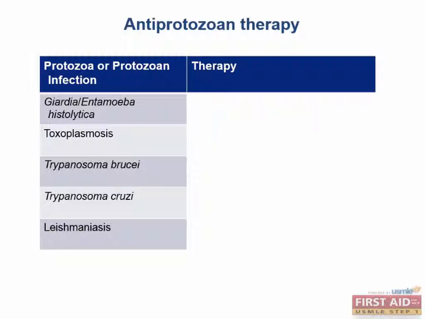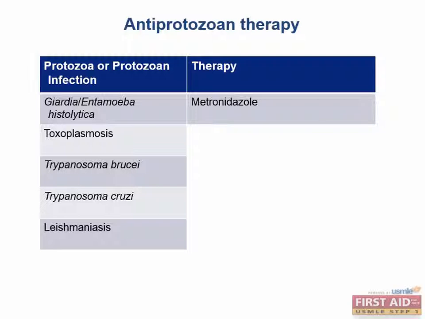First, let's talk about Giardia and Entamoeba histolytica. These two protozoa can cause disease in the GI tract and particularly cause bloody and non-bloody diarrhea. Do you remember which one of the two causes the bloody diarrhea? That would be the Entamoeba histolytica. Remember, Giardia causes a non-bloody, fatty type diarrhea. The medication used to treat Giardia and Entamoeba histolytica is metronidazole.